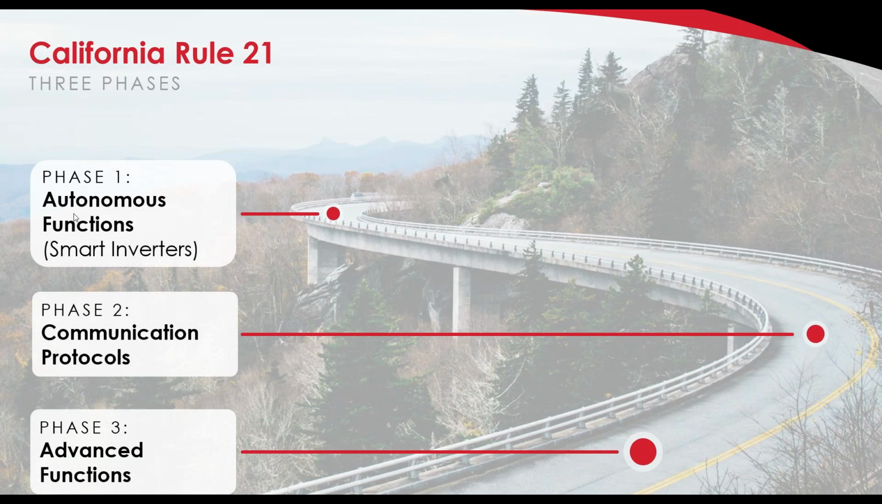So here's what the roadmap looks like. This is the road that we've been on for California Rule 21. Phase 1, again, was these autonomous functions, or what we think of as introducing smart inverters into the marketplace. Phase 2 brings us communications protocols. Phase 3 brings us advanced functions.